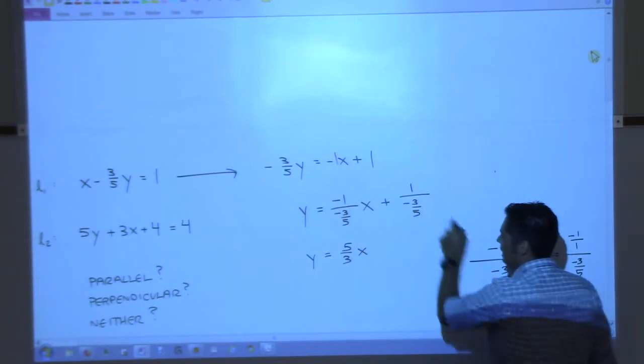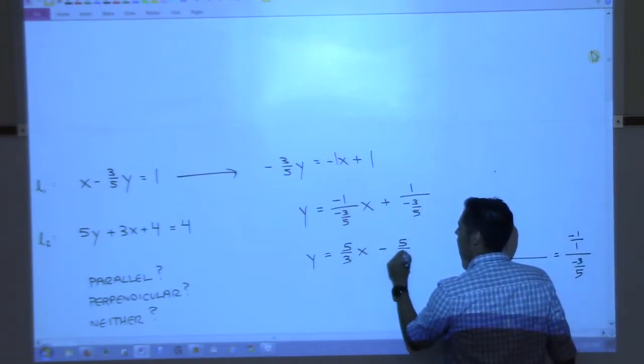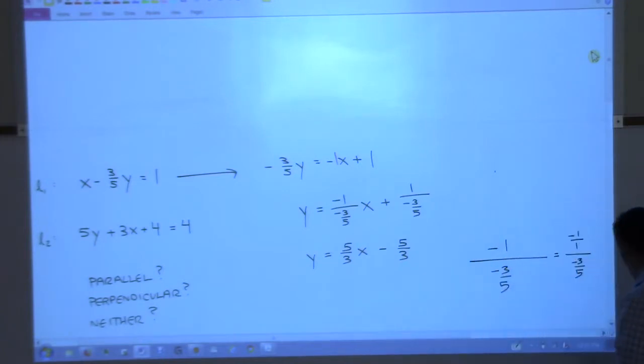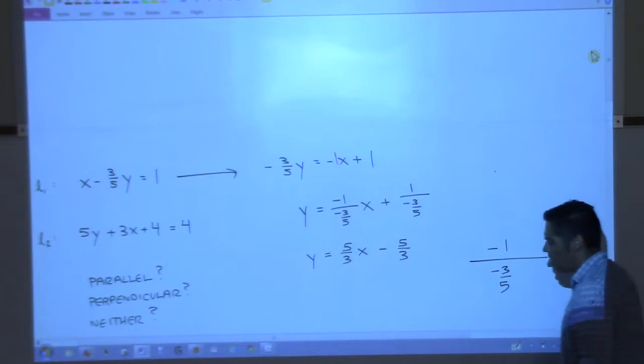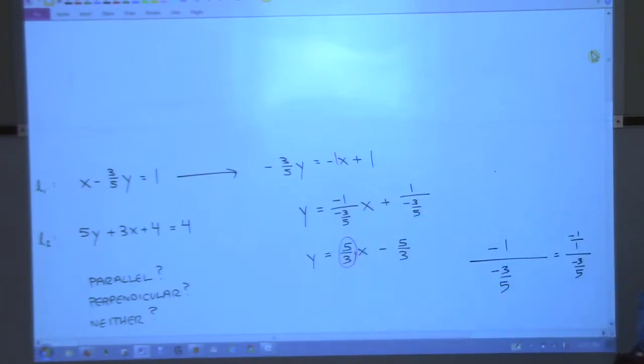Then what about this? What does that become? Minus 5/3. And what's really the only thing I care about here? The slope, right? So what is the slope of this first line? 5/3. Okay, now we have to do the same thing for the second line. We have to find its slope.